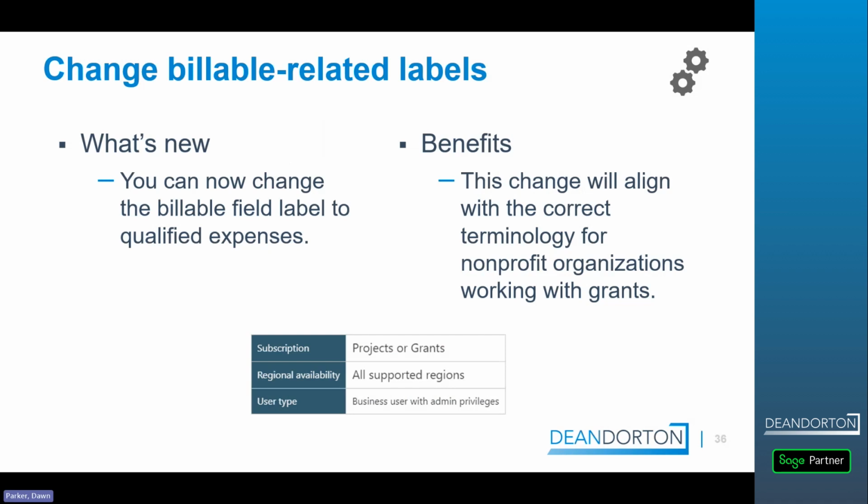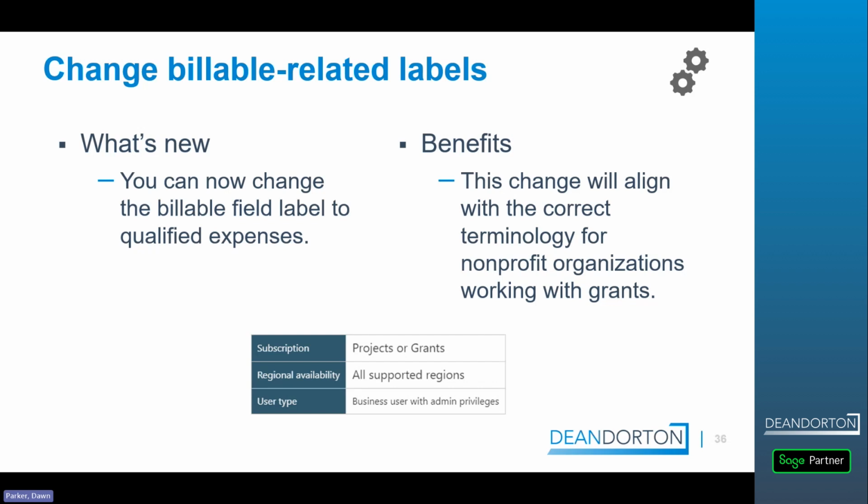You are now able to change the billable related labels. So the term billable does not always make sense for nonprofit organizations working with grants. And so by selecting one checkbox, you can change the billable label to qualified expenses. All related labels are updated, and the list of affected areas are credit card transactions, my expenses and time and expenses, staff expenses, timesheets, bills and accounts payable, journal entries, etc., etc.